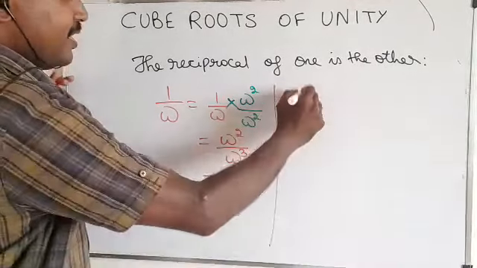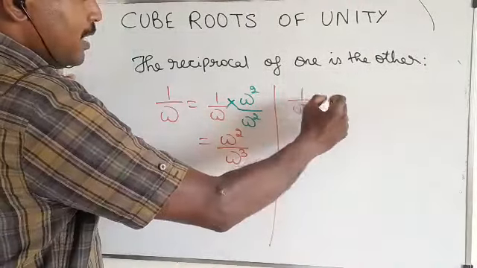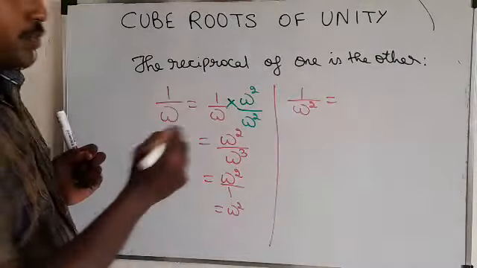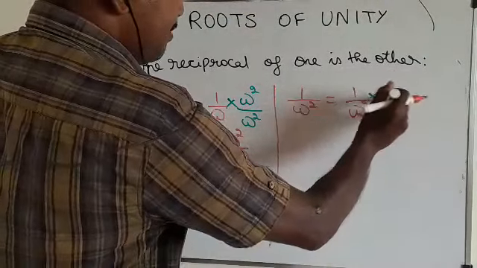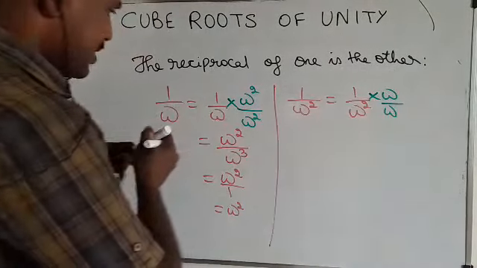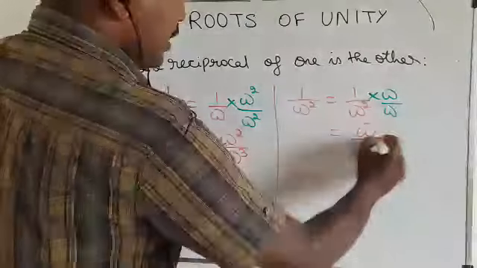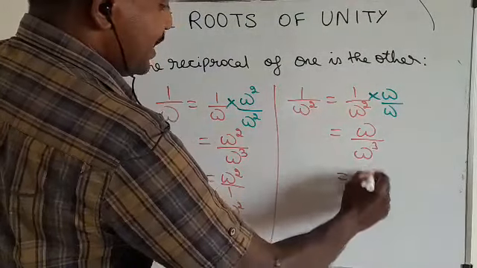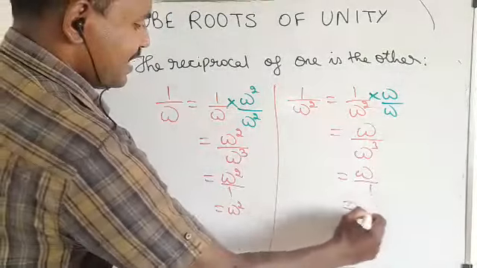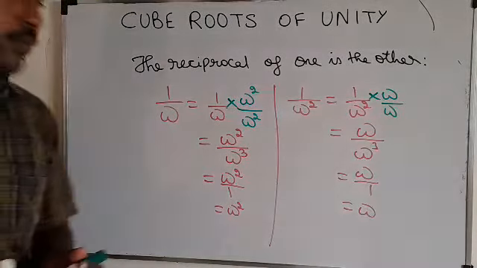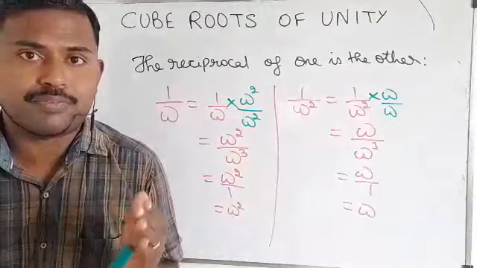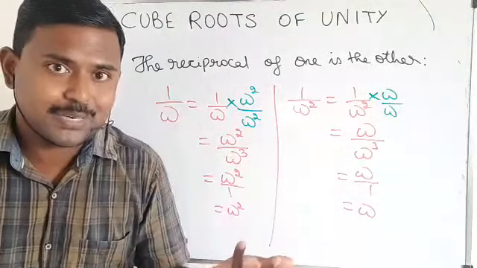Similarly, if I find the reciprocal of omega square, it is the same procedure. We multiply and divide by omega, so we get omega by omega cube, but omega cube is 1, so the answer is omega. So we can say that the reciprocal of one complex cube root of unity is nothing but the other one.